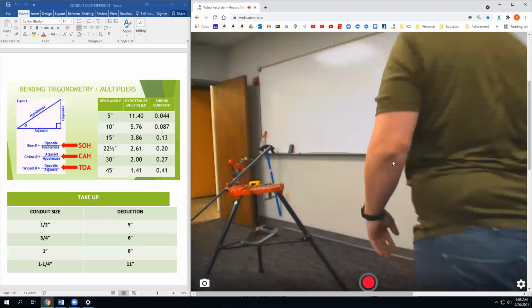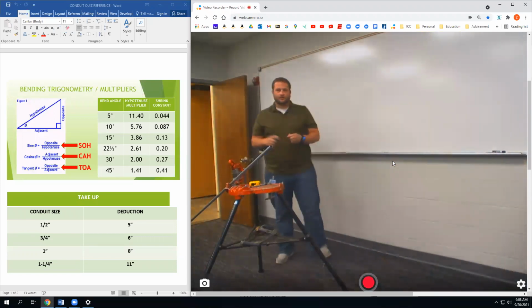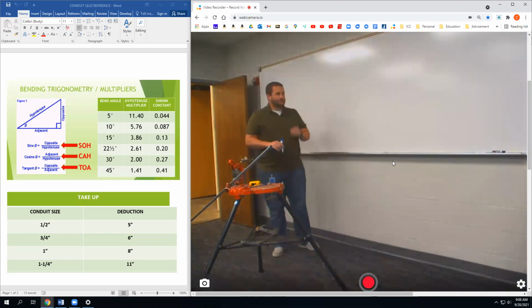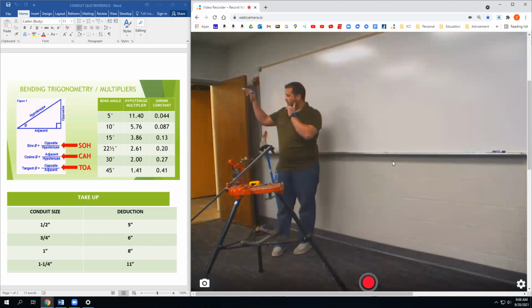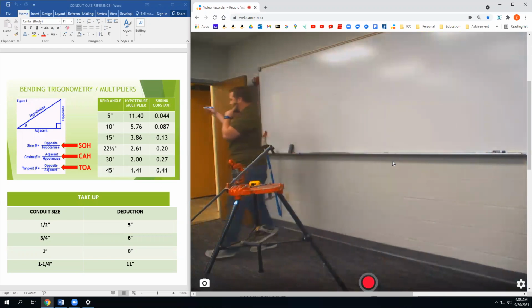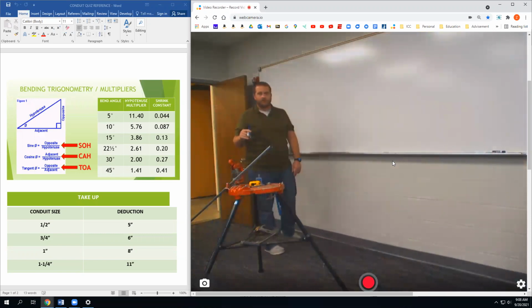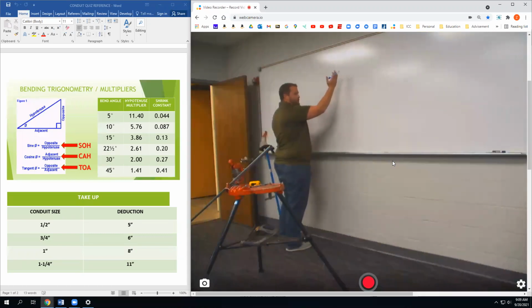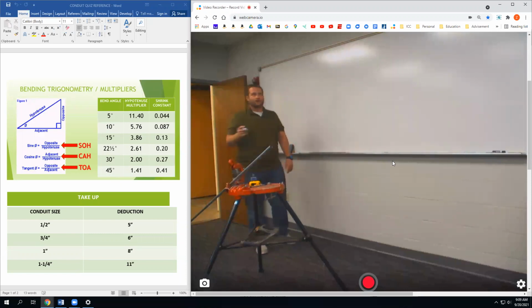Okay, we need to talk about shrink. And really, any 3-point saddle, 4-point saddle, offset bend where you want to know exactly where the top of that saddle or offset is going to be before you bend it, you need to know what shrink is.